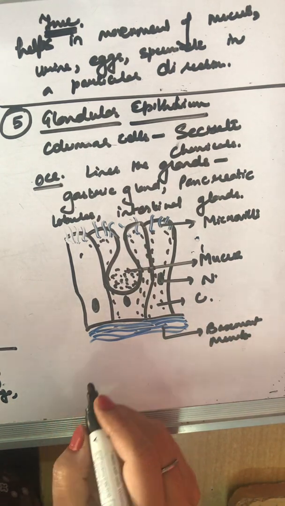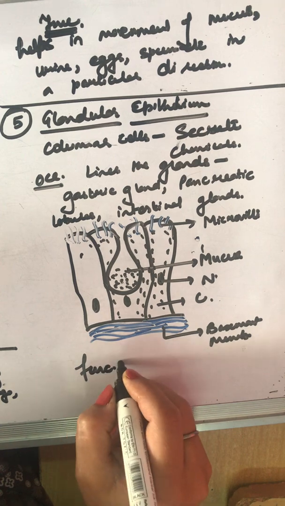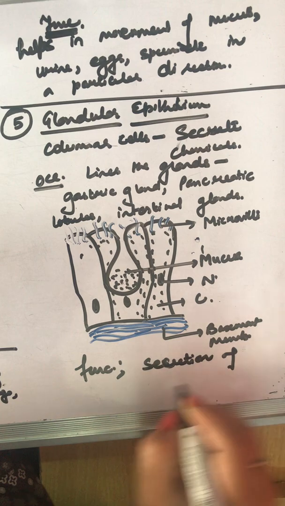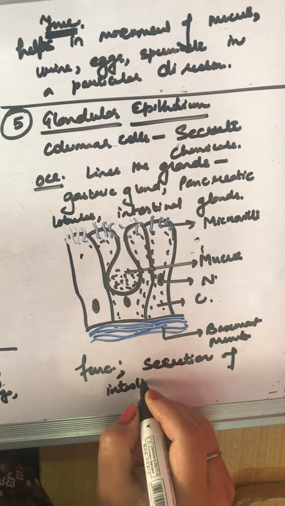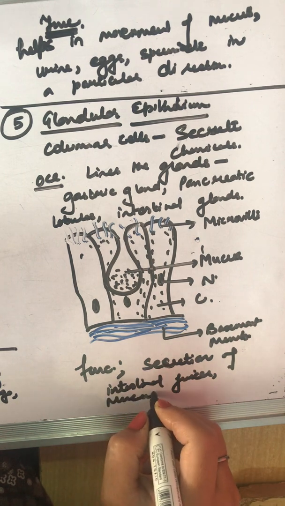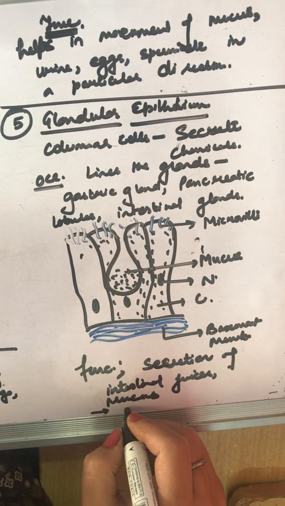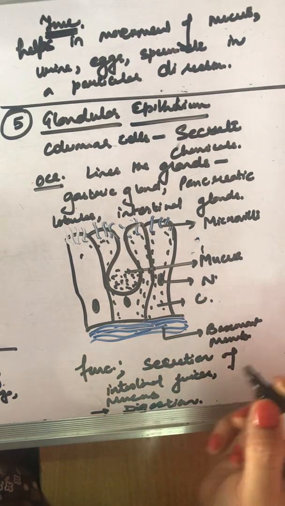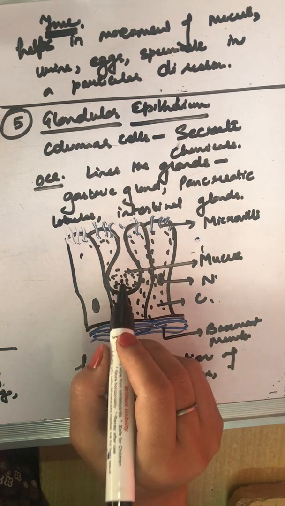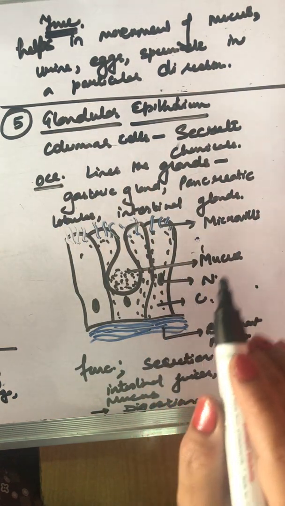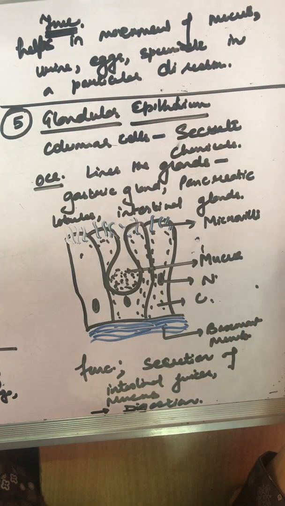And this glandular one, what is its function? Secretion. Secretion of intestinal juices, mucus, and what it helps in digestion. Alright, the sebum on the face also is a resultant of this kind of glandular epithelium. Fine, this is all about our epithelium tissue. Thank you.